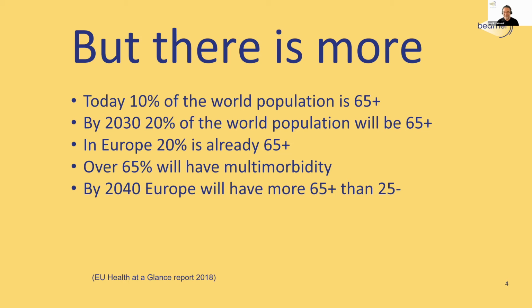Polypharmacy, Alpada had it in their presentation. We are in an aging society. We expect that the population 65 plus in 2030 will be 20%. Today, we're already at 10% of the world population. Now, here's some news for you. In Europe, we are already at 20%, and it will be even a lot bigger. Going back to Alpada's presentation, 65% of that 20% will have multimorbidity, meaning that the non-adherence issue is much bigger than we all see.